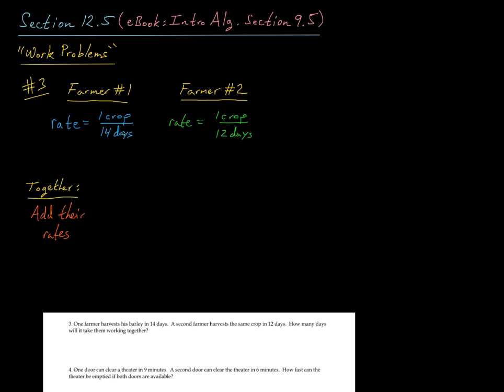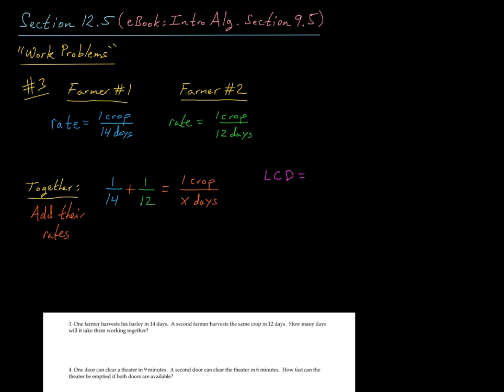In other words, I'm going to have 1/14 plus 1/12. I'm just dropping the units for the moment. And then I'm adding these together to get the overall rate, which is going to be that same crop per some number of days. That's our unknown, so I'll call that x days. So this is our equation.